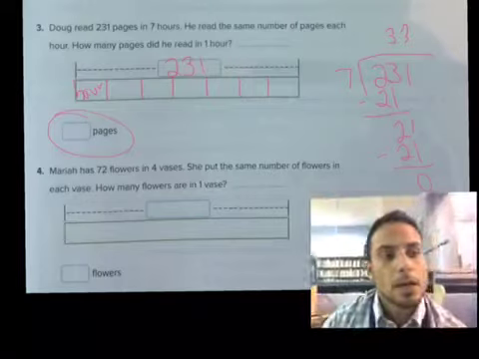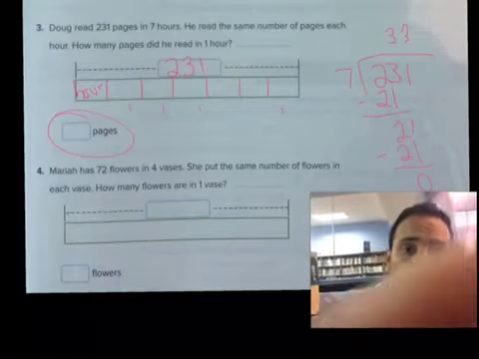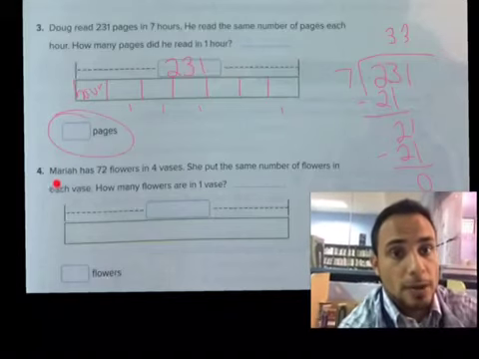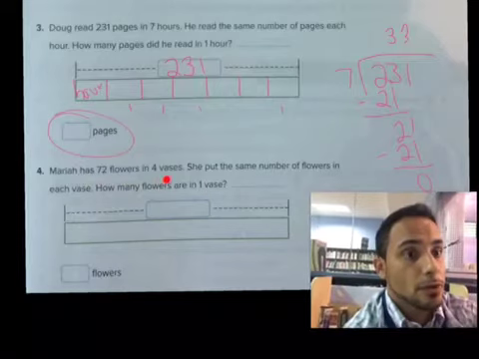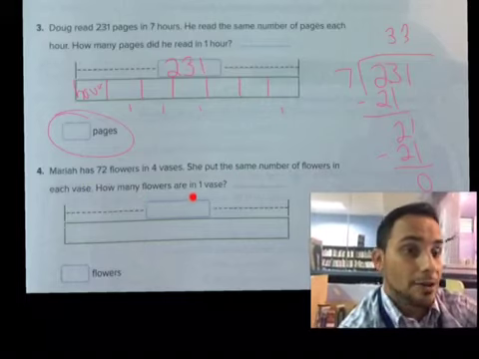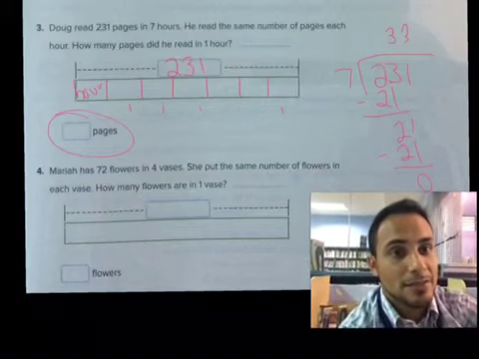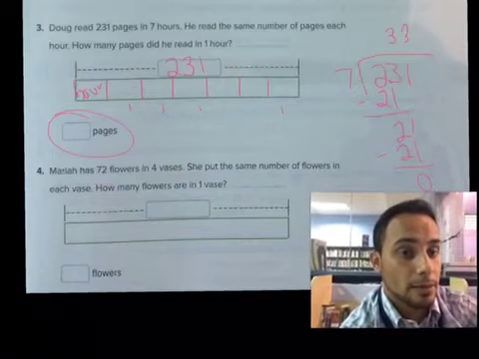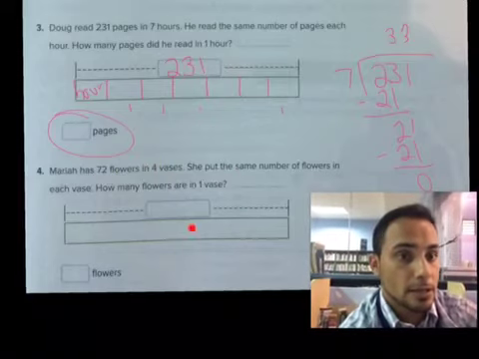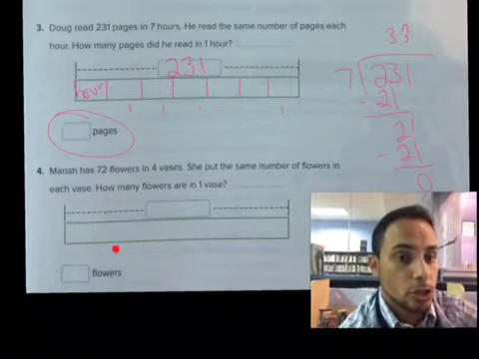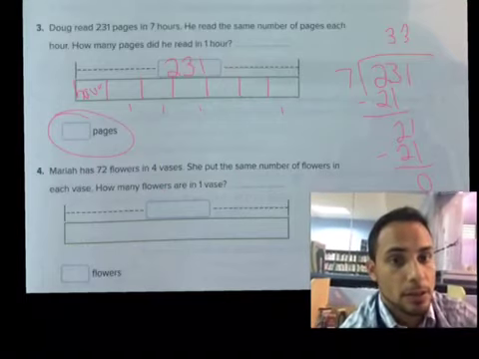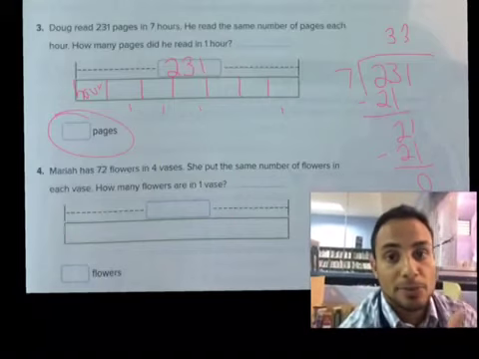Number 4. Okay, for number 4, I want you to try it on your own, boys and girls. By now you should be able to do this with confidence. Let's read it together first. Mariah has 72 flowers in 4 vases. She put the same number of flowers in each vase. How many flowers are in one vase? Well, we want to know, she has 72 in 4 of them. We just want to know how much is in one, right? So take 72 and divide it by 4. That's it. You put 72 here, you divide it by 4, okay? So to show how many flowers are in one, because these are your 4 vases and this is your total amount. And then just give me the total right there, please. You should know how to do this.